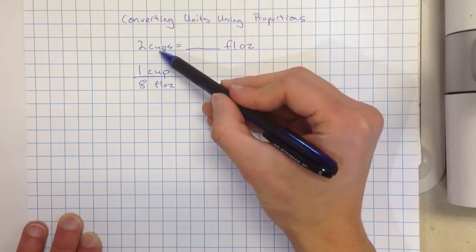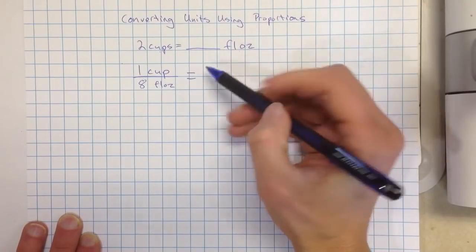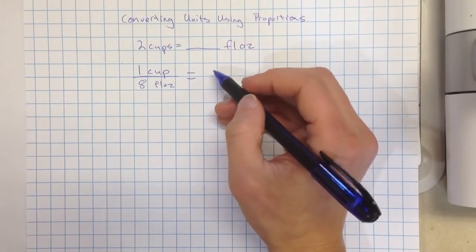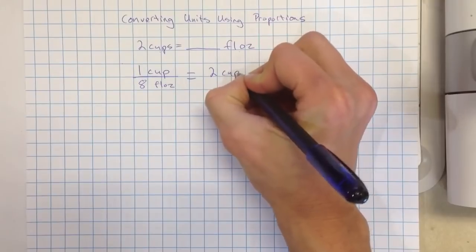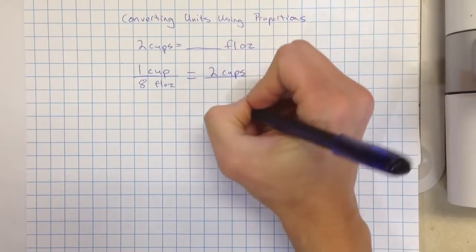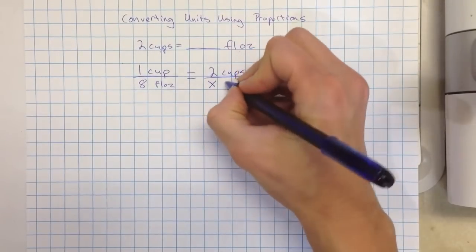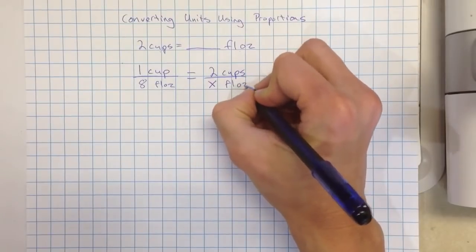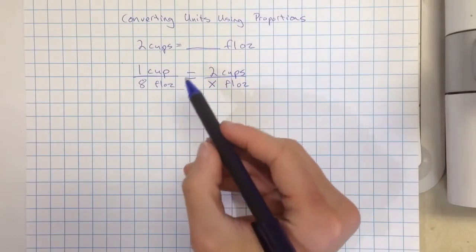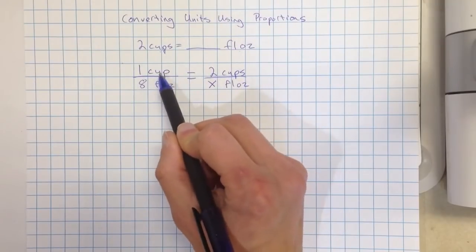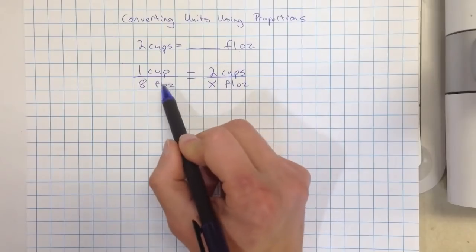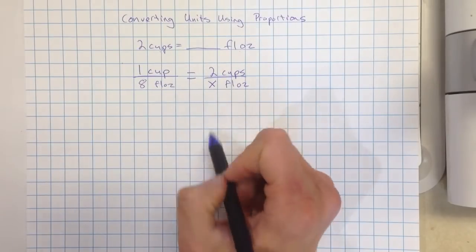Put my equal sign, and I'm going to just use the same numbers I have. So I have 2 cups, and I want to know how many fluid ounces. So on the other side of my ratio, since this is going to be proportional, I'm going to put 2 cups, and then since I don't know how many fluid ounces, I'm just going to use x as my variable. I'm going to put x fluid ounces. So I'm going to keep my units the same. Cups are on top on both sides, and fluid ounces are on the bottom on both sides.